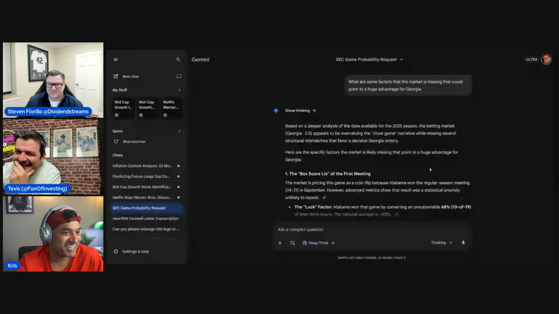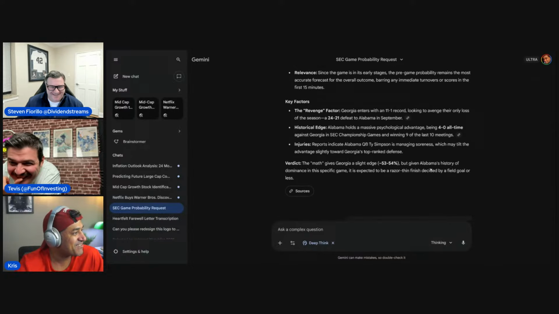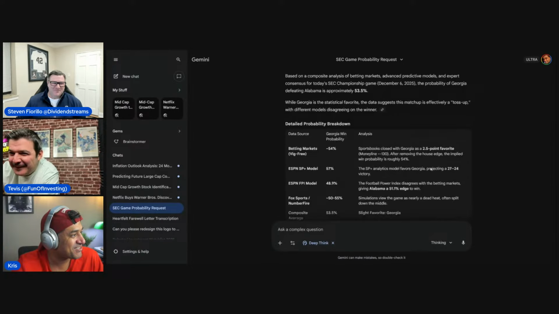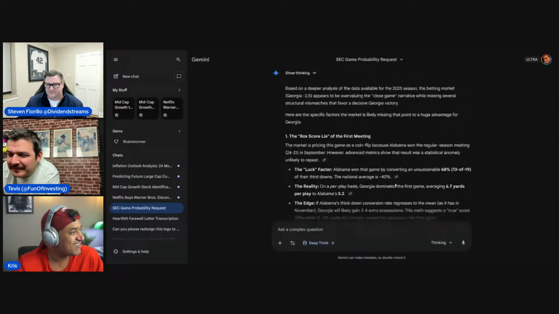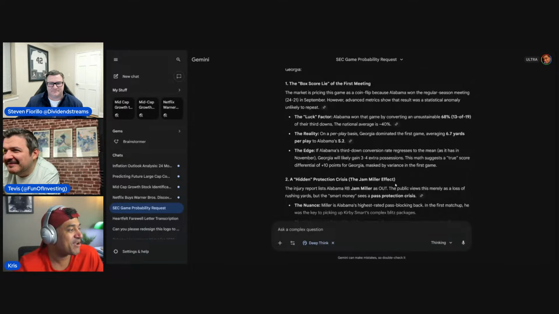Wind velocity. You guys are going to be shocked by this. Check this out. Yesterday I was looking at some facts on the UGA game that could give me a little bit of an edge. I was like, is there something going on with the game that could help me predict? It said the probability that Georgia's going to beat Alabama is like 53.5. I'm like, okay, great. But then I asked, are there any hidden things? And bro, it came up with this thesis that played out exactly how Gemini said it, which was kind of crazy.